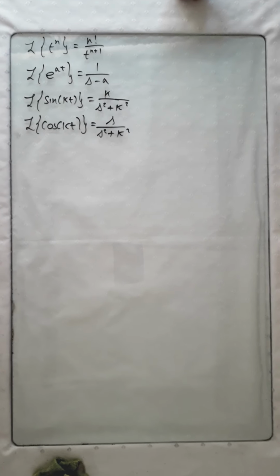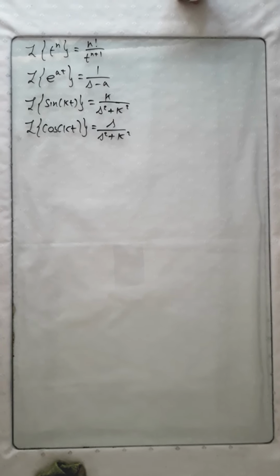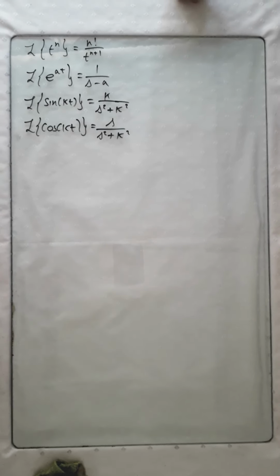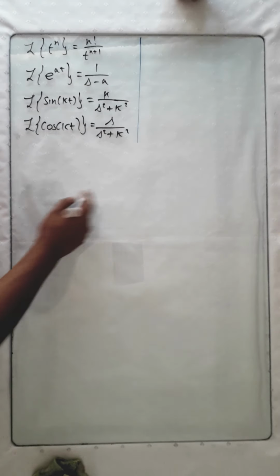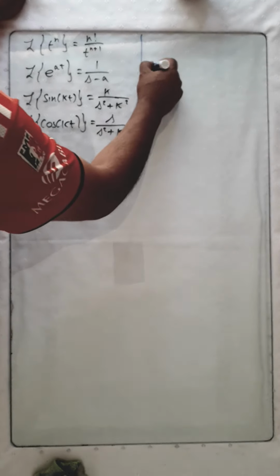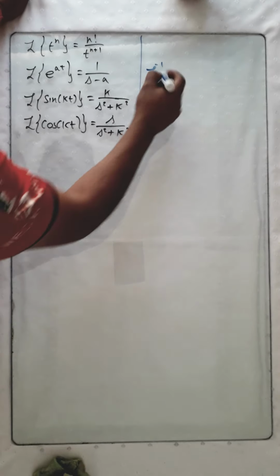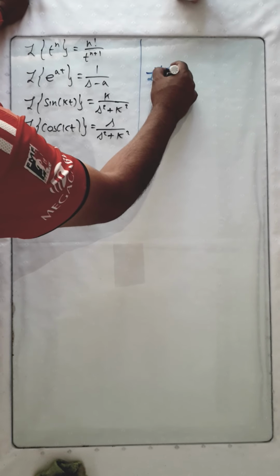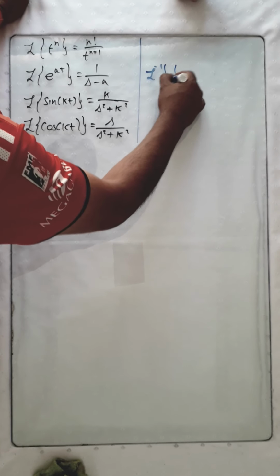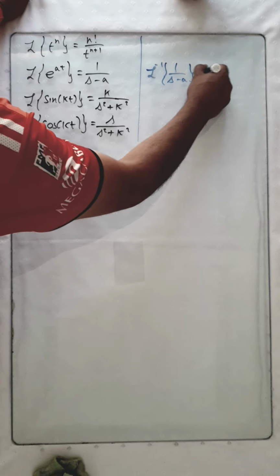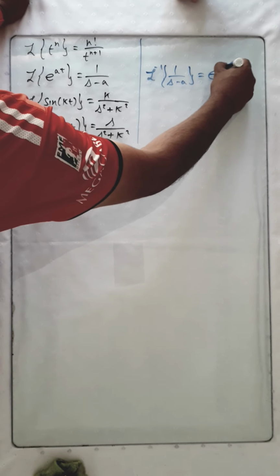Okay, now the inverses. There is no definition of the inverse. The inverse is just the opposite. So I'm going to write here the inverse, okay? So the Laplace inverse with minus 1, indicating not 1 over the Laplace transform, instead is the inverse operation. The Laplace inverse of 1 over s minus a is just exponential of at.